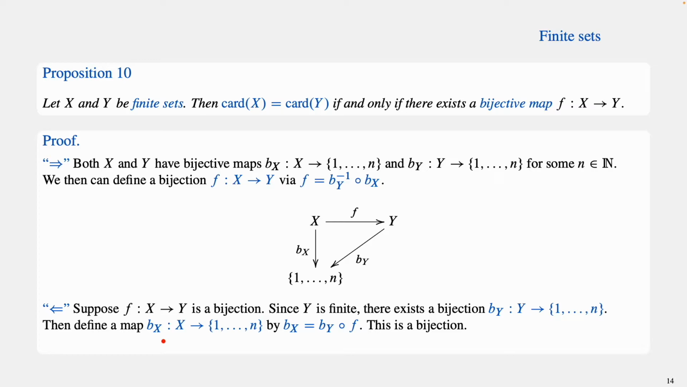And then we can define a bijection from x into the numbers from 1 to n. Again, basically using the same idea here by composing the bijection by with the bijection f, which is given in this case, and this results in a bijection bx. And it follows from this that the cardinality of x is n, because we have a bijection from x to the numbers from 1 to n, and also the cardinality of y is n, because we have this bijection. So they have the same cardinality, and that concludes the proof for this direction and the proof overall of the proposition.